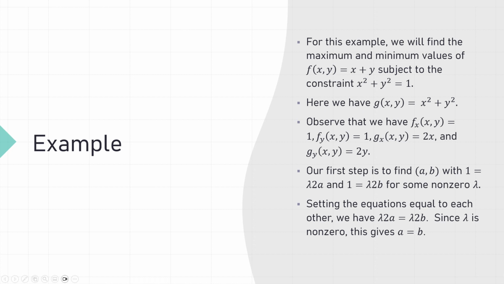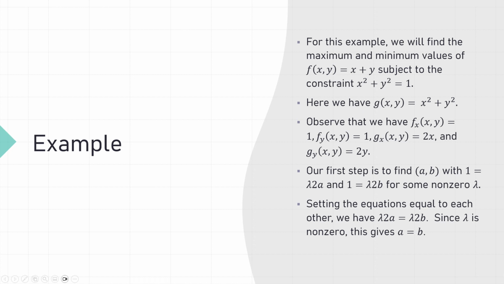Well, lambda 2a is equal to 1. Lambda 2b is equal to 1. So that means lambda 2a is equal to lambda 2b. Now lambda is non-zero, so we can divide both sides by lambda times 2, and this will just give me a equals b. So any point that is a possible maximum or minimum has to satisfy a is equal to b. That greatly reduces what our possibilities are.